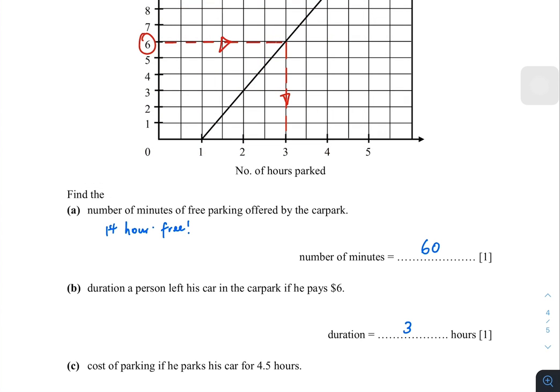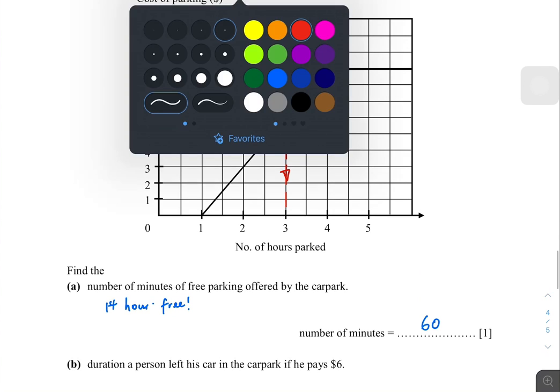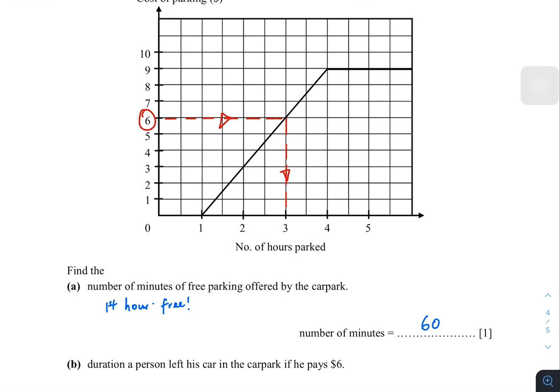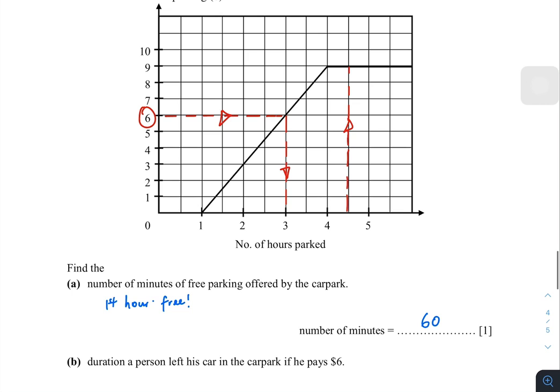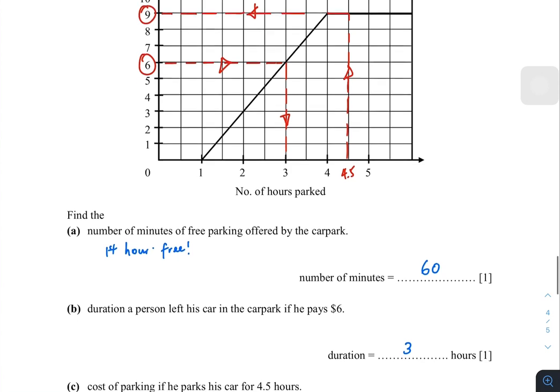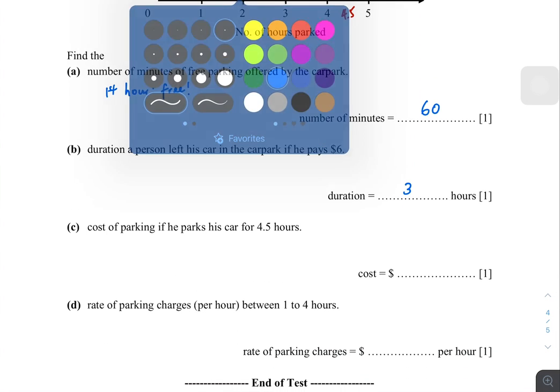Number 3, the cost of parking if he parked his car for 4.5 hours. So when he parked his car for 4.5 hours, he will reach this point on the graph, and this graph tells us how much he pays for it. $9. So here 4.5, go to $9. So the answer is $9.